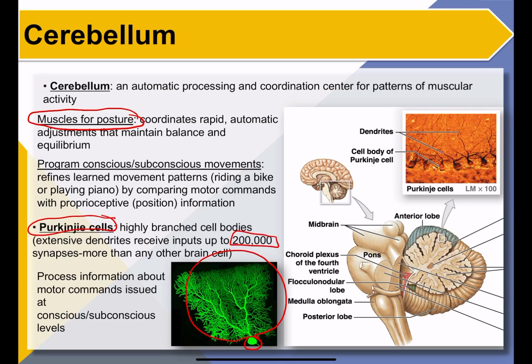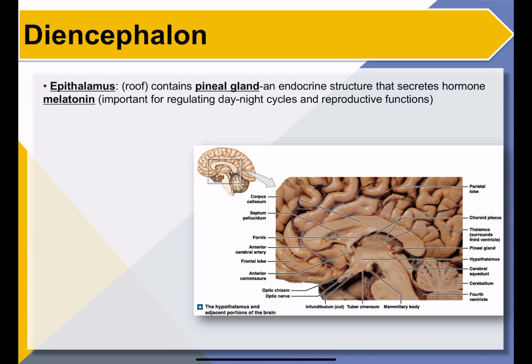Okay. All right. And kind of like going back to Parkinson's disease, the reason people without enough dopamine end up having those stiff and rigid movements is because they lack that inhibition as well. Okay. All right, moving on to the diencephalon.